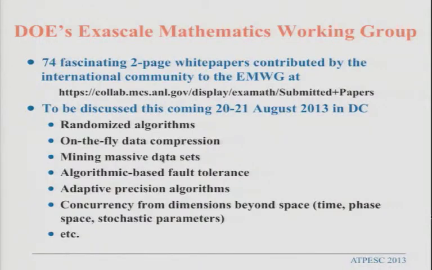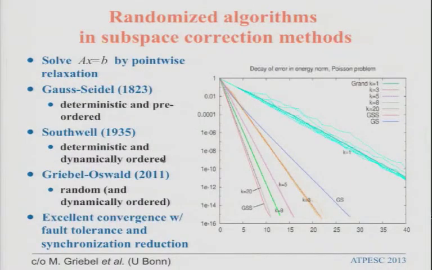Just as an example of randomized algorithms, this is an incredibly encouraging result from Michael Griebel in Bonn. I think this paper was 2011. There are basically three results here. This is solving a Poisson problem by pointwise relaxation, which, as I mentioned earlier, happens to be a very fault-tolerant algorithm, although this is all reliable computation. Here's the residual decreasing exponentially with iterations, and here's Gauss-Seidel, which has a predetermined order to visit every point.